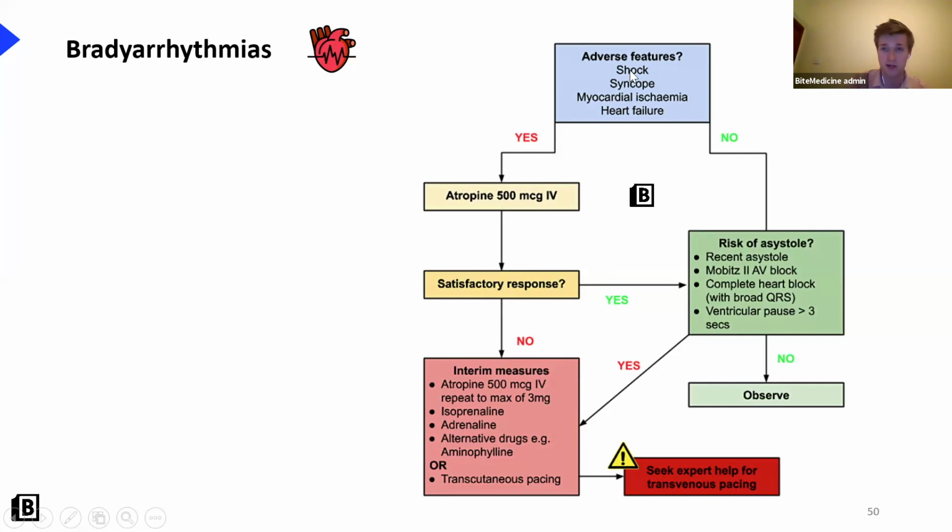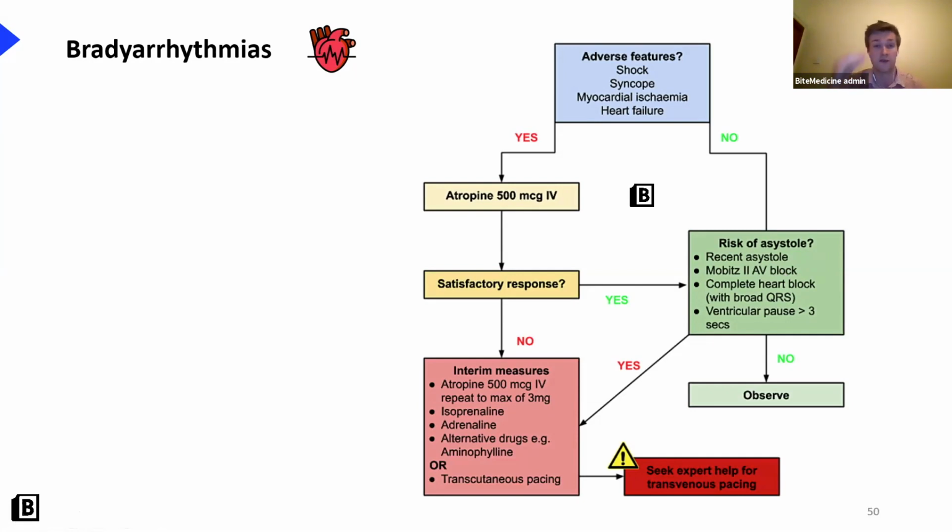Down the other side of the algorithm, then, if there are no adverse features, then you need to identify: are they at risk of decaying into an arrest rhythm, so asystole? The way to assess this is, have they previously had asystole? Do they have evidence of an AV block of Mobitz type 2 or higher?